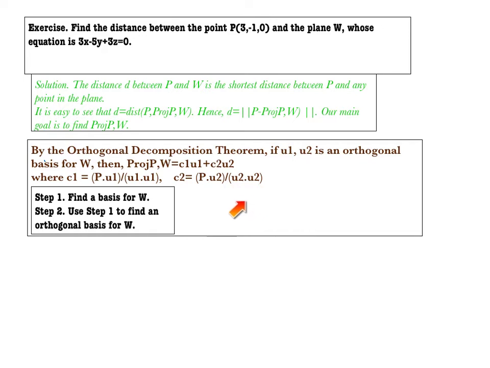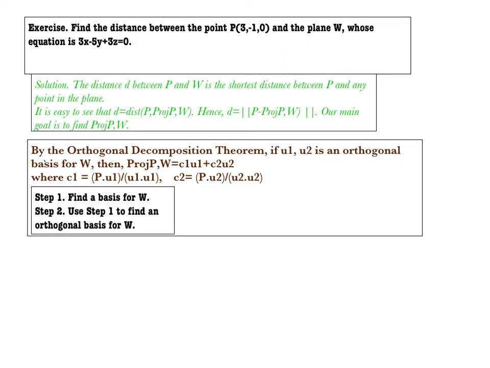Excellent. So now let us think for a second. In fact, you're welcome to stop the video here and to think on your own. Do we have a basis for this plane? Yes or no? The answer is not yet. We do not have yet a basis. In fact, we do not have an orthogonal basis. Well, we are going to find one.